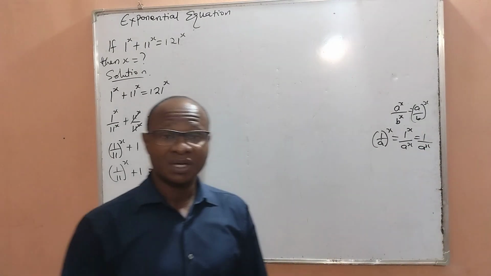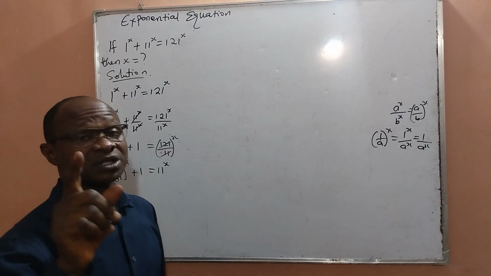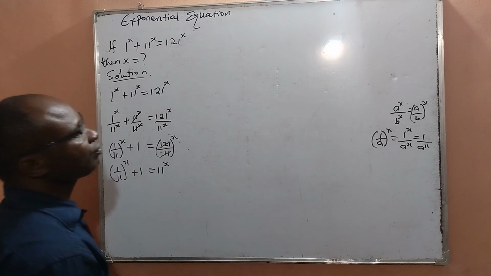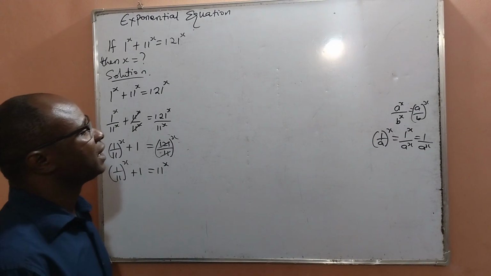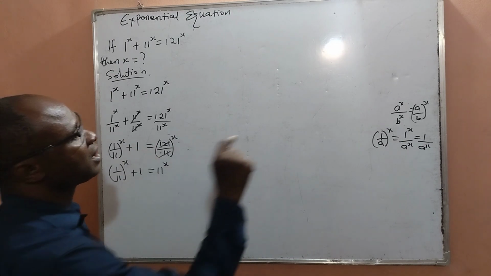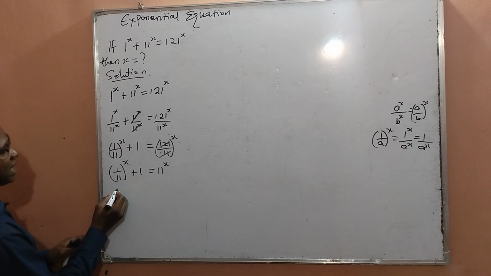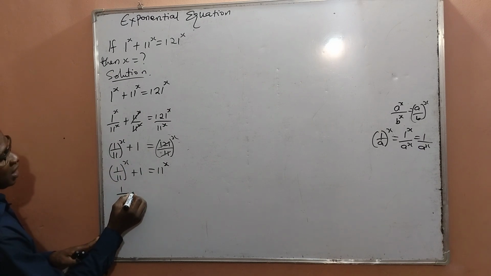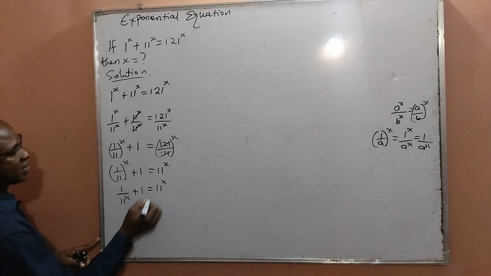What does that mean? That 1 raised to the power of anything, any positive number, is equal to 1. 1 raised to the power 8 will give me 1. Therefore, this place can now be written as 1 all over 11 to the power of x as it was, then plus 1 equal to 11 to the power of x.